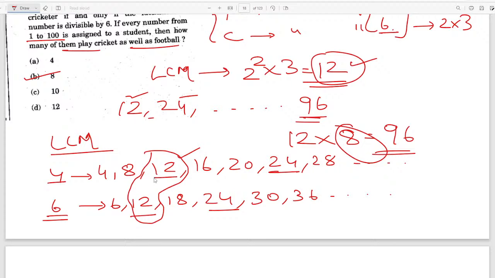Yes, technically they are asking for the number divisible by both 4 and 6. So multiples of 12 till 100 are 12, 24, and so on till 96, and these 8 numbers are divisible by both 4 and 6. I hope this is clear.